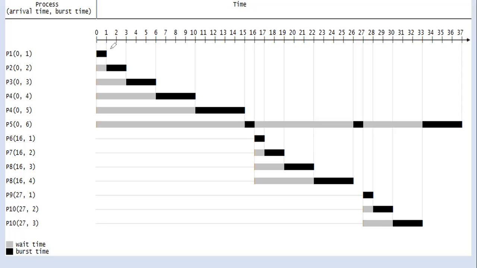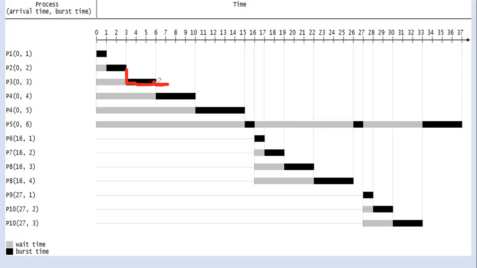So the first process arrives at time 0, it will be the first one to be processed, and therefore it will complete being executed at time 1. After which, process P2 will commence, and it will be processed for a burst of 2. So it will complete being processed at time 3. After which, the next process will start being executed, and it will take a burst of 3. That is up to time 6.